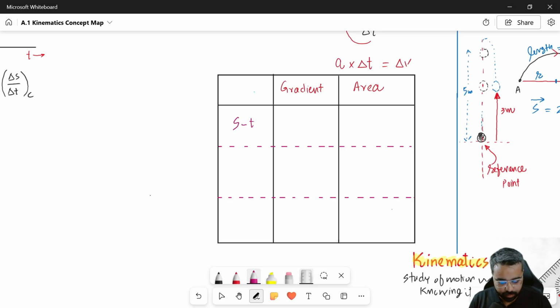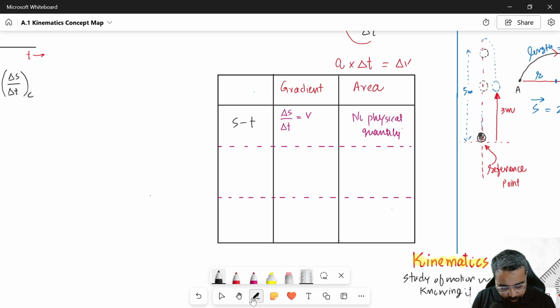The first is the displacement time graph. What we have learned so far in the displacement time graph is that the gradient equals delta s over delta t, which equals the velocity, and this velocity can be instantaneous or average depending on how you are calculating it. In fact, there is no meaningful physical quantity which represents the area. If you multiply meter with second, meter second is not a physical quantity that we have learned.